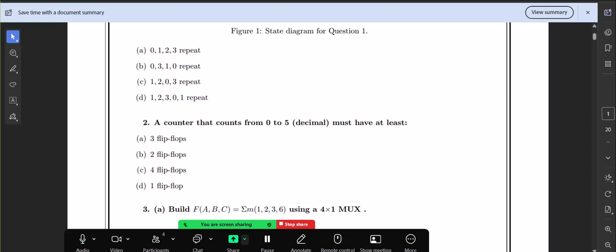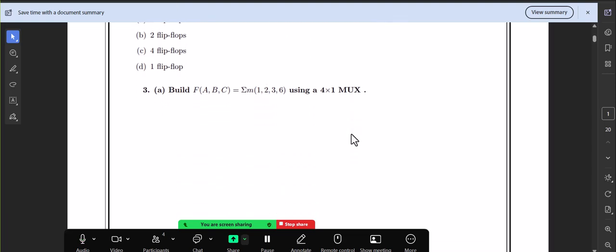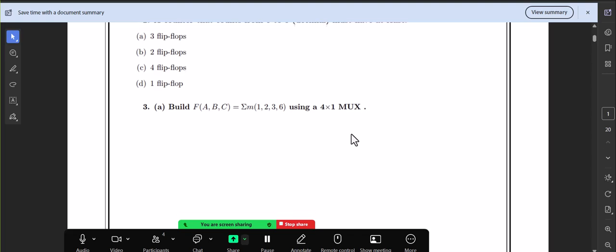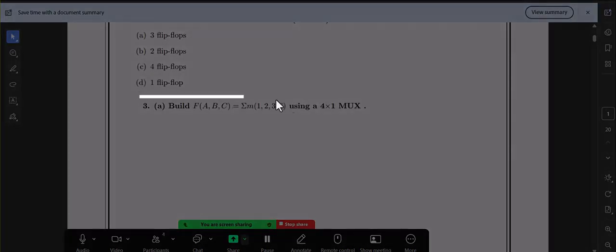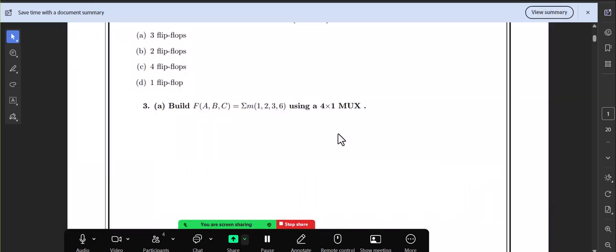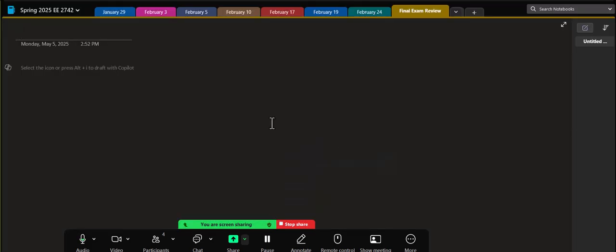So for this next one, this would be from earlier in this semester. We want to build this function using a 4x1 multiplexer. Okay, so here's my pen. All right, so what does a 4x1 multiplexer do? It has a switch with 4 inputs. All right, so y'all did several labs with these.